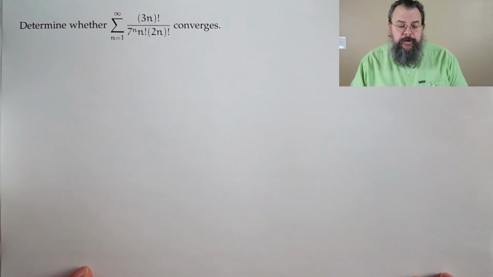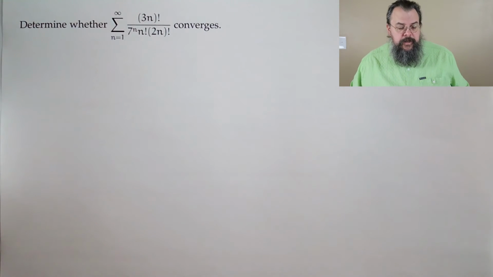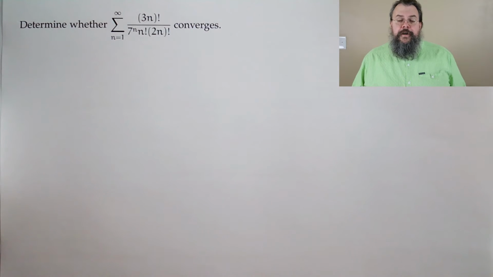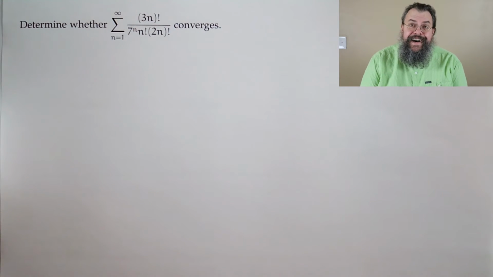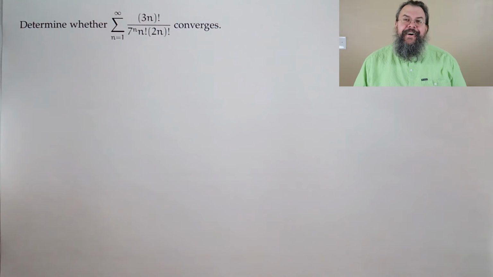All right. Well, let's try another problem. So here we go. Determine whether the sum from 1 to infinity of 3n factorial over 7 to the n times n factorial times 2 to the n converges. Now, this will be interesting.